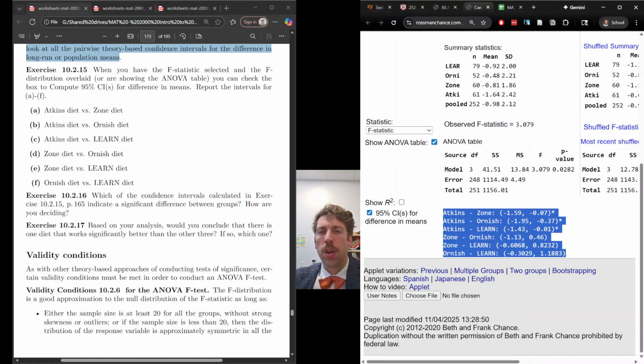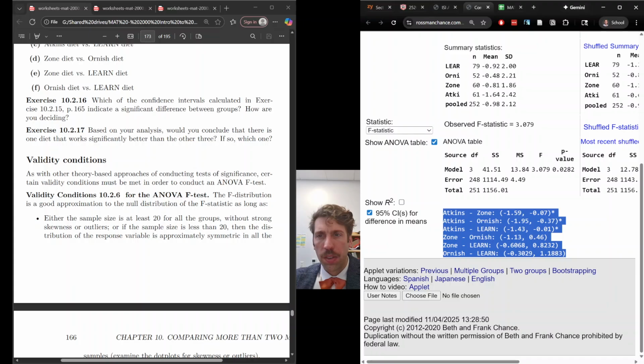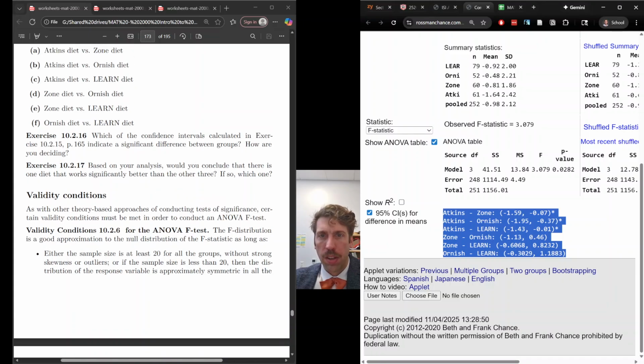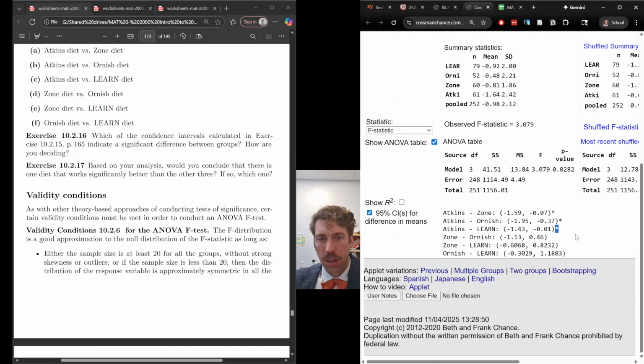Okay. For number 16, which of the confidence intervals calculated in exercise number 15 indicate a significant difference between the groups? I've got a fun fact for you. The little asterisks are the ones that are significant. Notice that my one with the asterisk has two negative numbers, whereas the ones that don't have asterisks have a positive and a negative number. Okay?